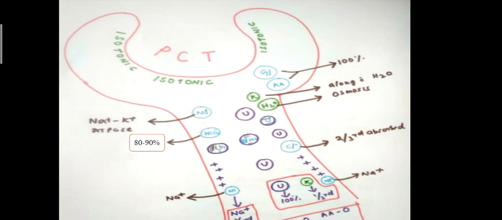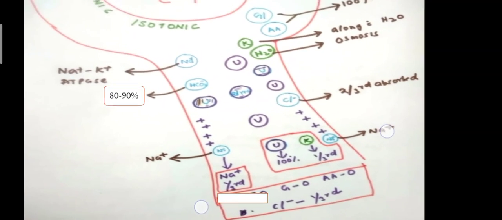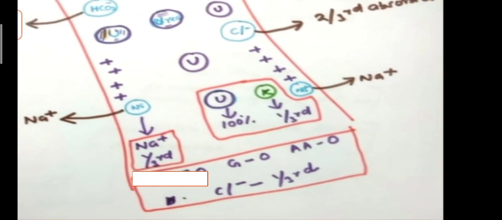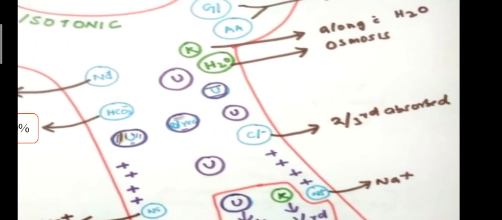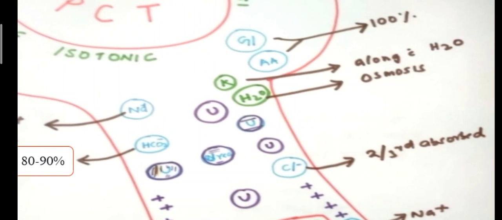About 67% of the filtered potassium is reabsorbed along with 67% of the water, and glucose and amino acids are almost completely absorbed. Thus, at the end of the proximal tubule, only 1/3 of the sodium, 1/3 of the chloride and 1/3 of the potassium, and HCO3 only 20% remain, with the absence of glucose and amino acids. However, urea concentration is increased as it is not at all absorbed in this part of the tubule.